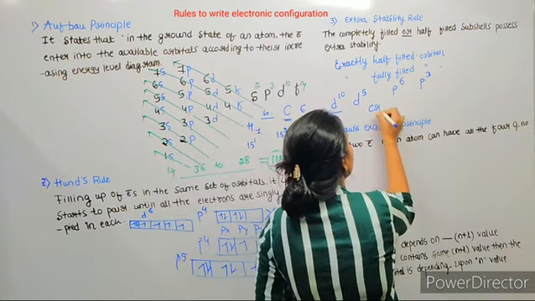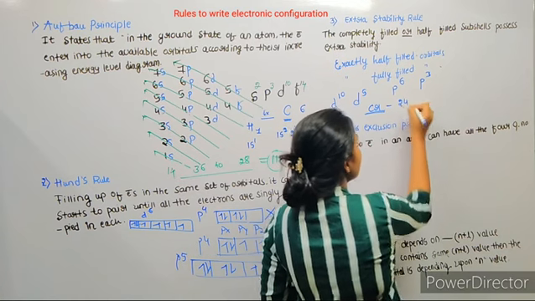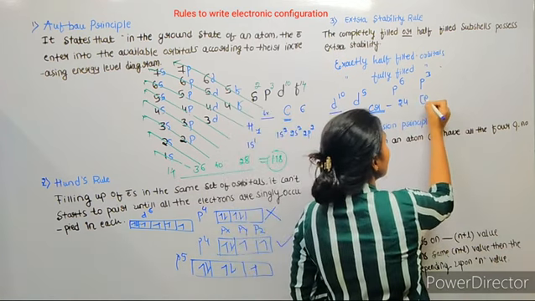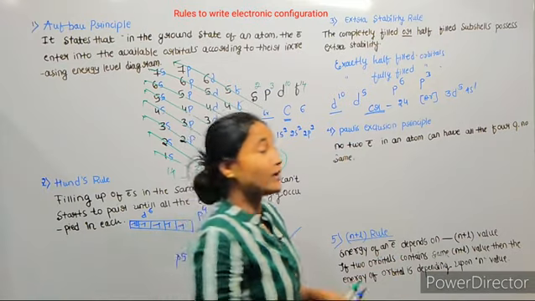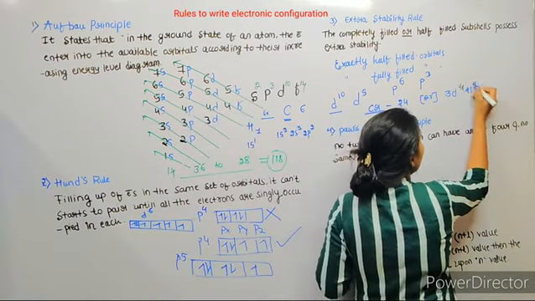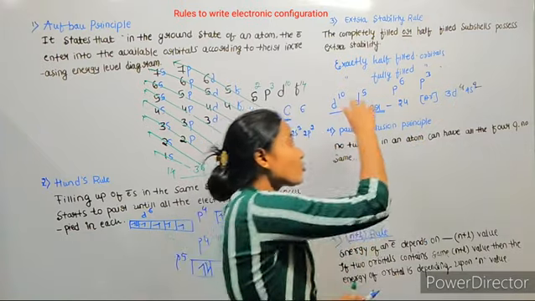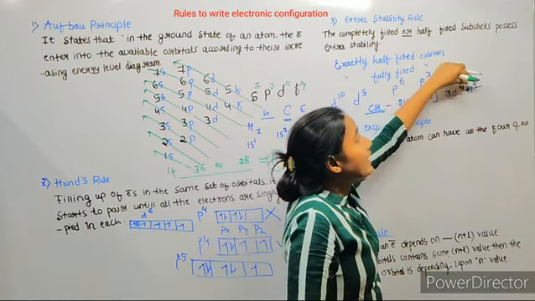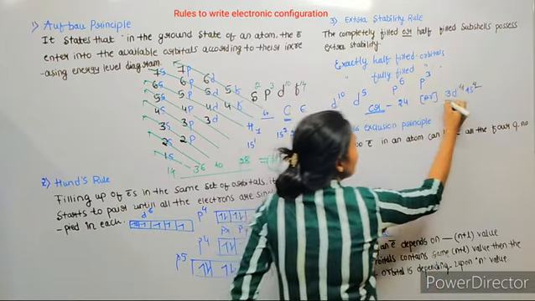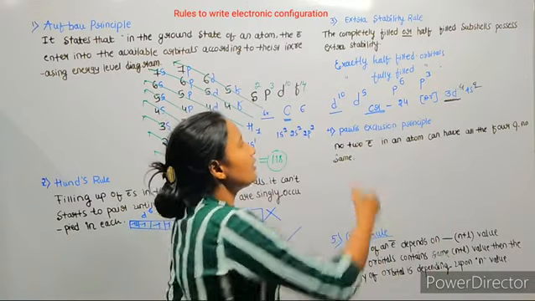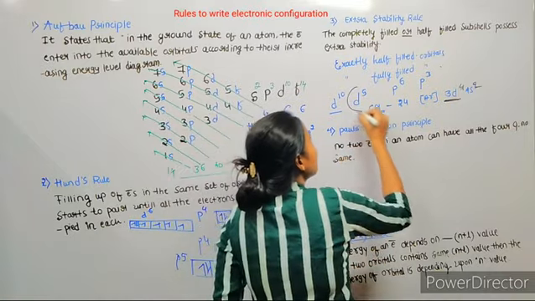For example, chromium. What is the atomic number of chromium? Yes, the atomic number of chromium is 24 and its electronic configuration is argon 3d5 4s1. Actually, its expected electronic configuration is 3d4 4s2, but it is not possible to write it like this, because in the chromium atom the d orbital receives one electron from the s subshell to attain stability. Here it is in the state of 3d4, and it tries to attain the exactly half-filled state, which is d5.